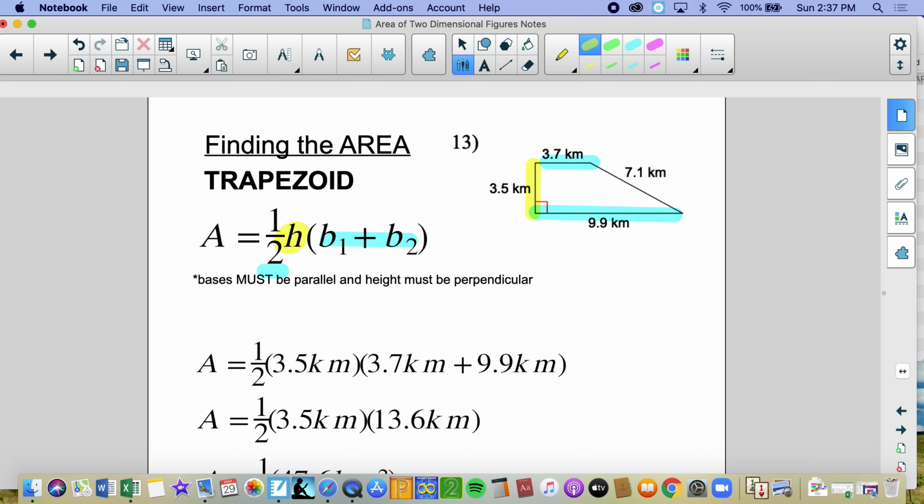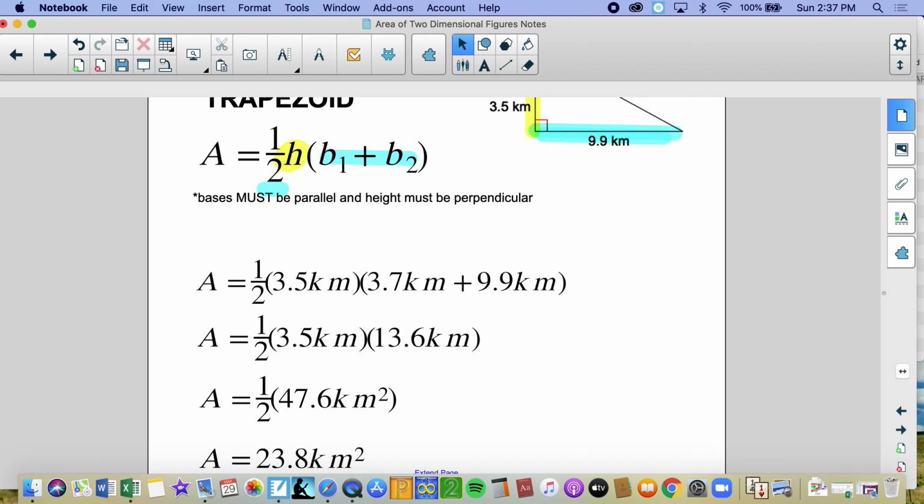One thing that we need to remember is our bases must be parallel. So if this is base 1 and base 2, they have to be parallel to each other. The formula is area equals 1/2 height times the quantity b sub 1 plus b sub 2, and that just means base 1 and base 2. So we're going to plug those values in first. Our height is 3.5 kilometers. One of our bases is 3.7 kilometers, and our other base is 9.9 kilometers.